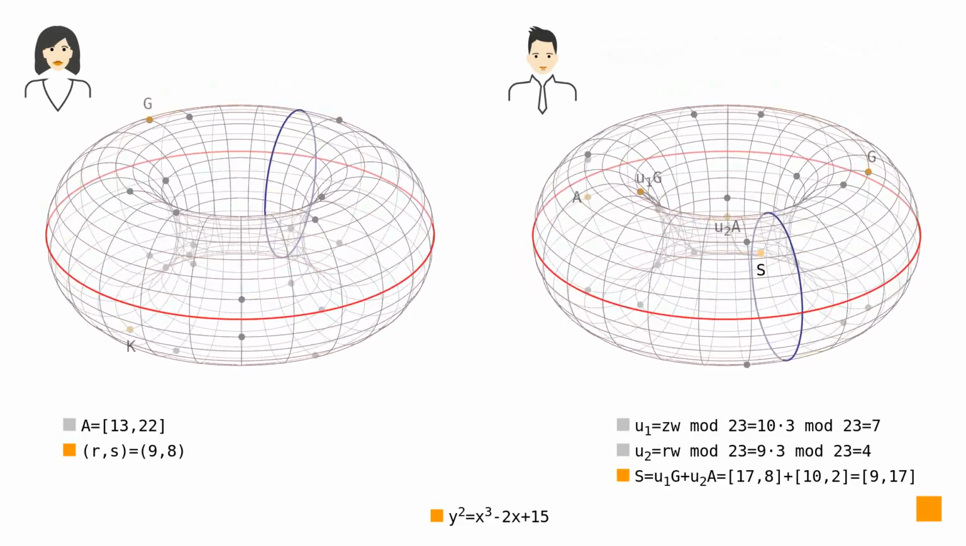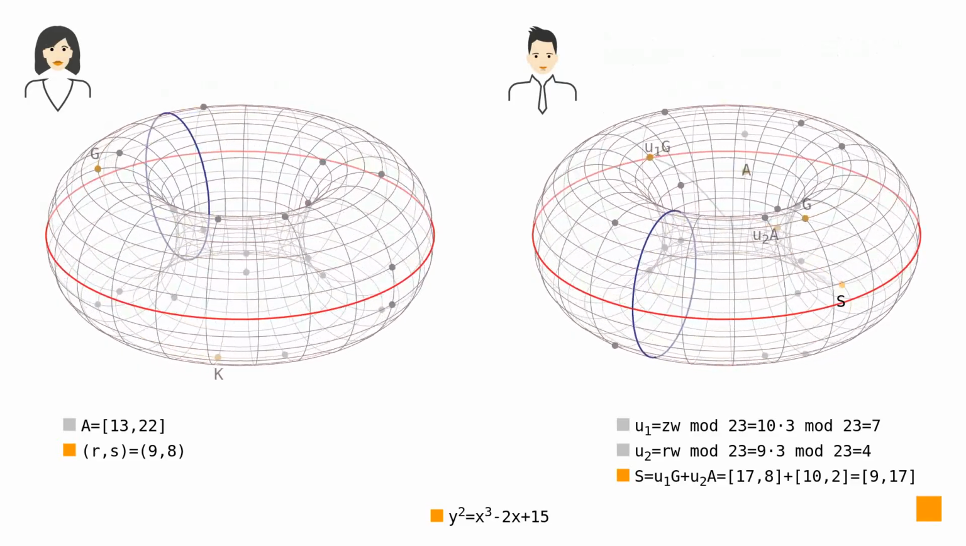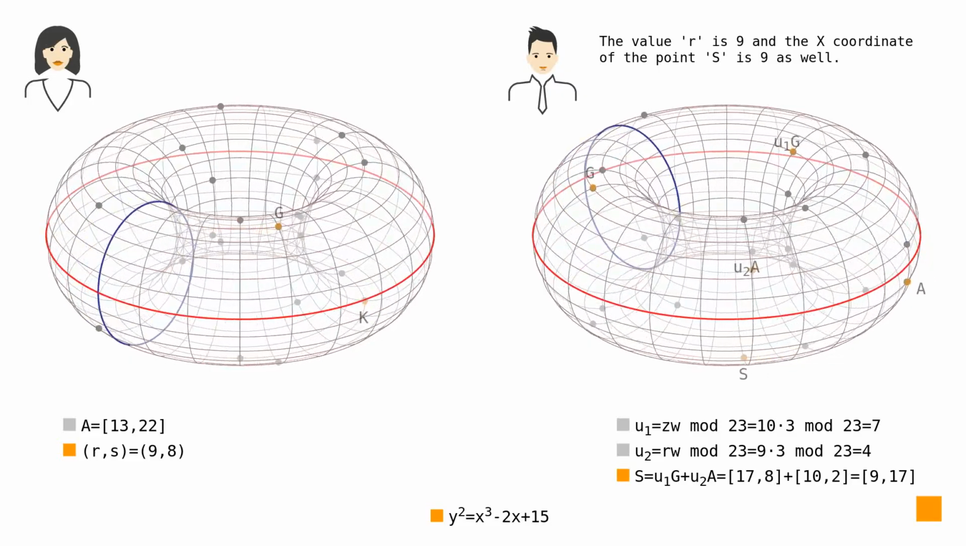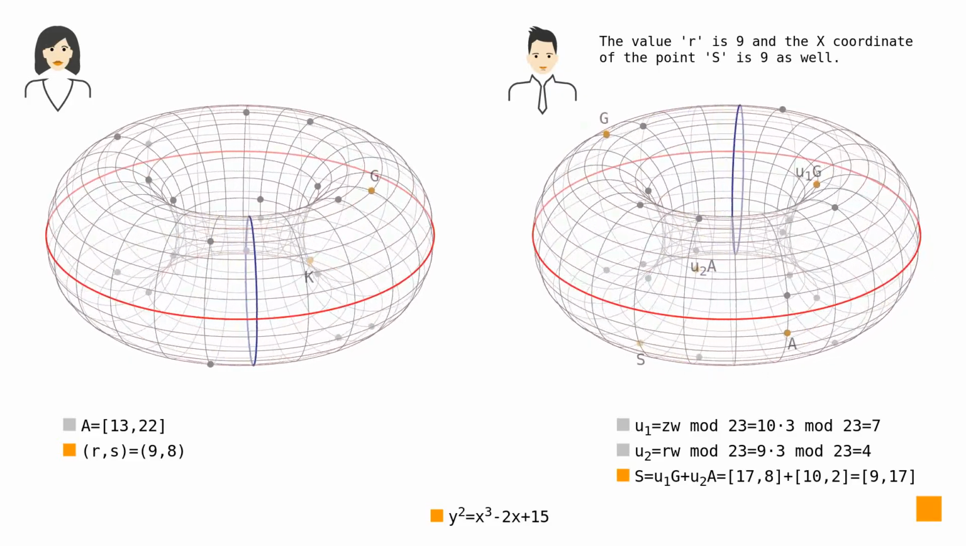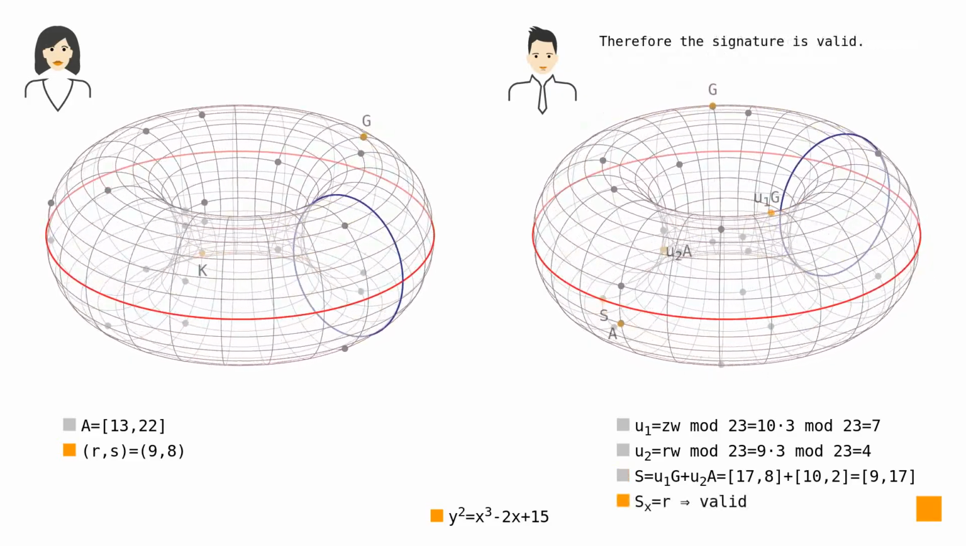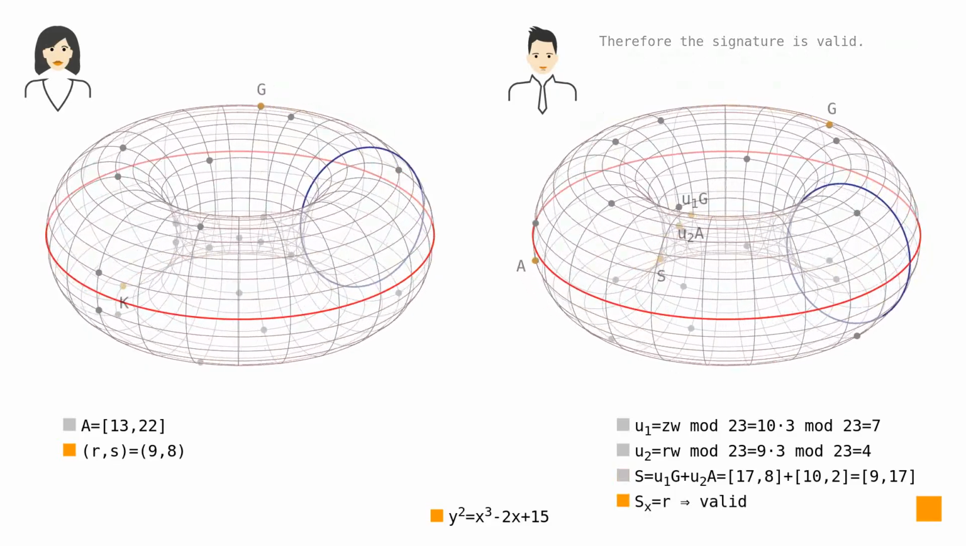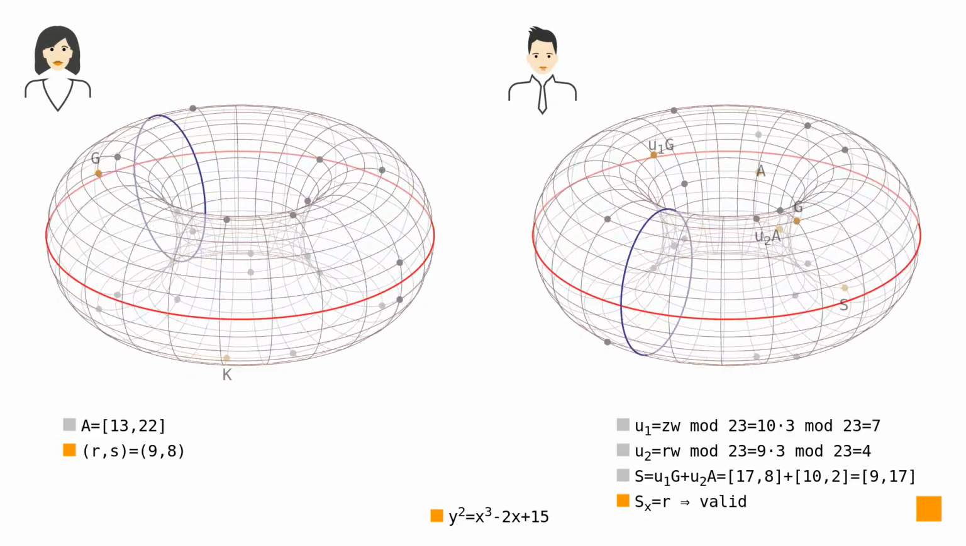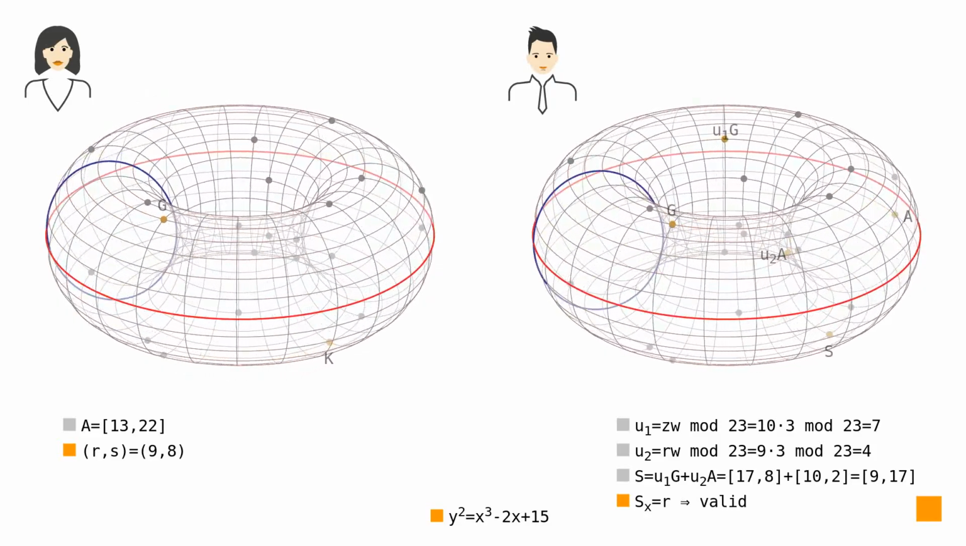Although it was a bit longer than you might have expected, it is finally possible to verify the signature. The value r is 9, and the x-coordinate of the point S is 9 as well. Therefore, the signature is valid. This was our most complex elliptic curve algorithm so far. Thank you for staying with us for so long.